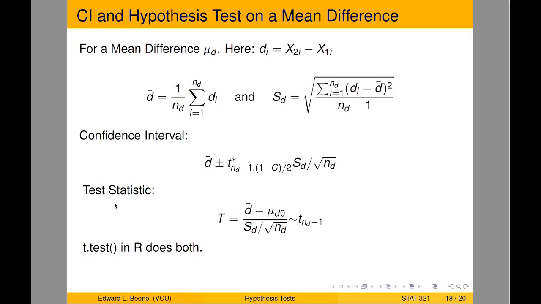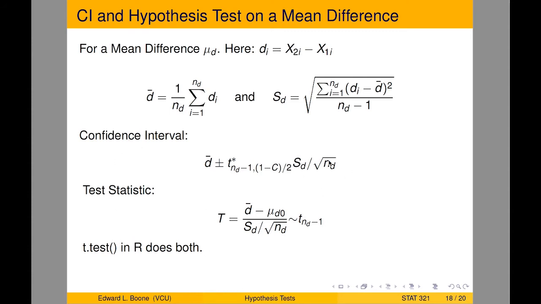Okay, now we're back over here in the slides, and notice that this time we're interested in a mean difference. So often you'll have a before and after type test. So what you want to do is see if there's a change. That's what you're looking for, a change or a difference between two time points, and they're typically on the same object. They're typically grouped on the same object.